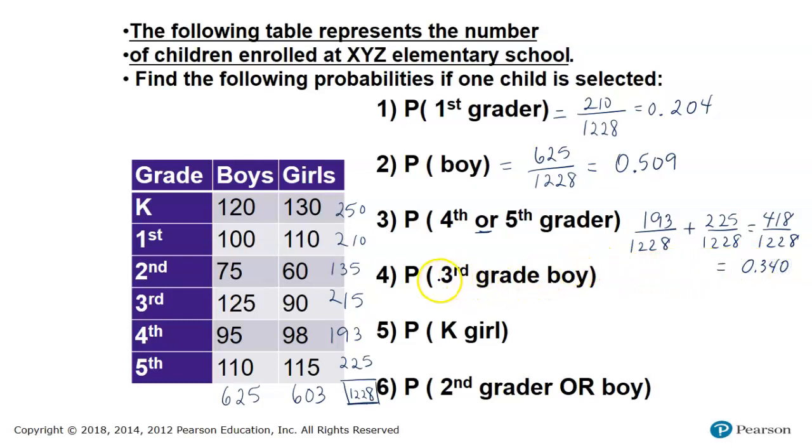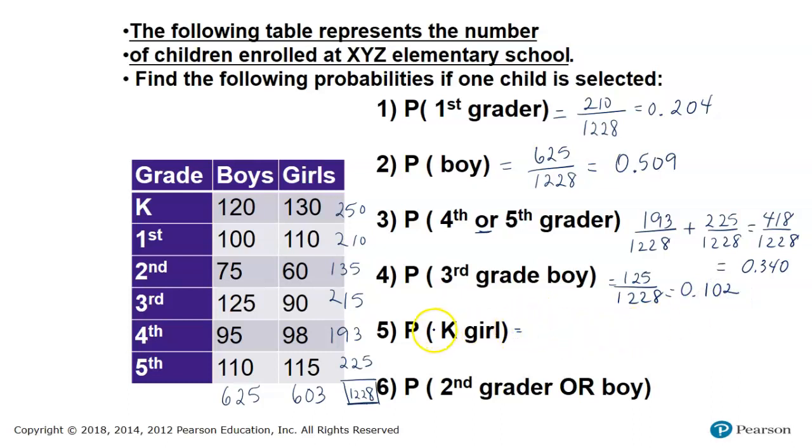Okay, if we're looking at the probability here for 3rd grade boys, there's only 125 that are 3rd grade boys. So we're going to do 125 out of 1228. And when I divide that out, I get 0.102.